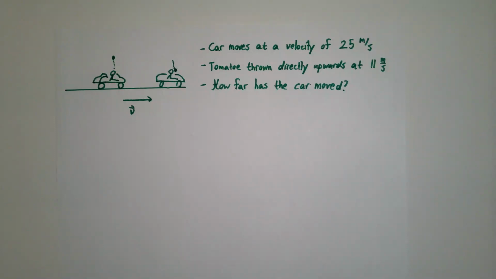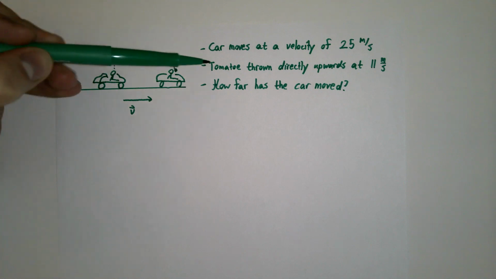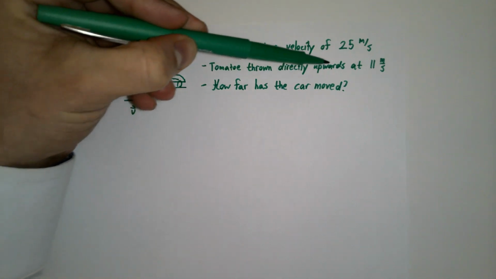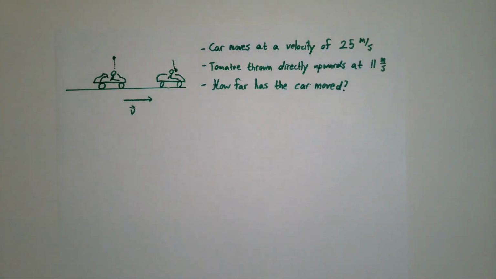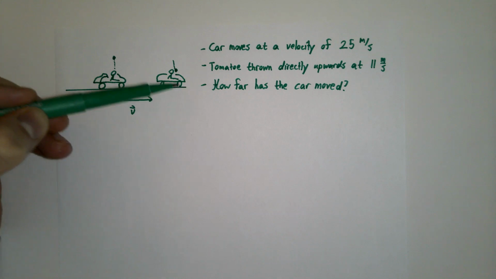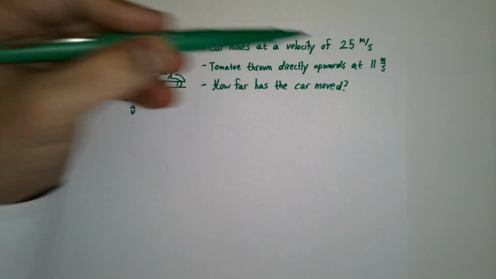All right, let us begin. We have a driver in a car. This car is an open-top convertible. The driver has a tomato in their hand, and they throw the tomato directly upwards at a speed of 11 meters per second. The car is moving along a horizontal road due east at a velocity of 25 meters per second.